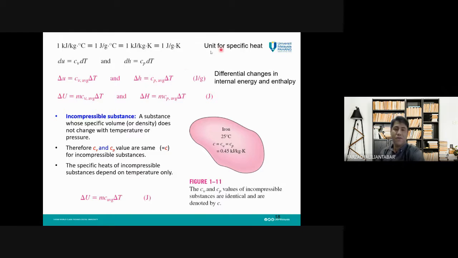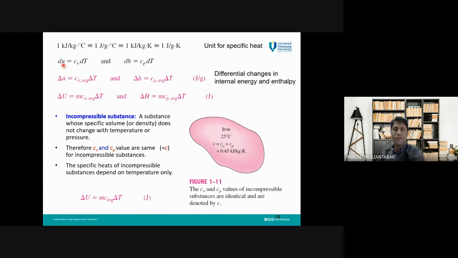And the units of the specific heat are kilojoule per kilogram degree Celsius, or you can see other units for the specific heat. It is important to know these units because maybe you need to use different units in different equations to reach the appropriate answer. What is the relationship between internal energy and temperature change?